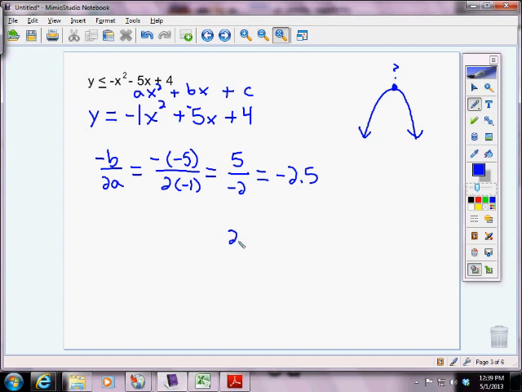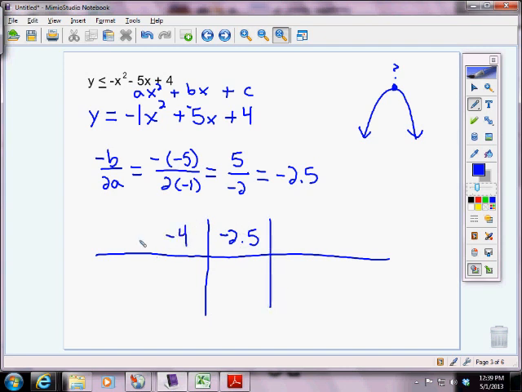So when I make my input-output table, I'm putting a negative 2.5 in the middle. And then you select a couple values on each side. I'm going to use negative 4 and negative 5. And negative 1 and 0.